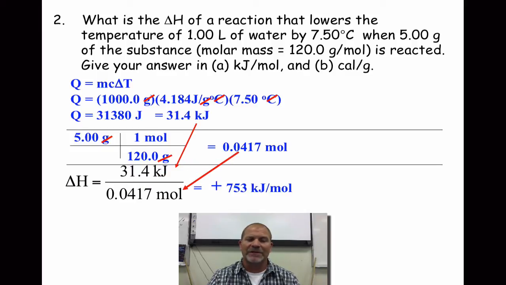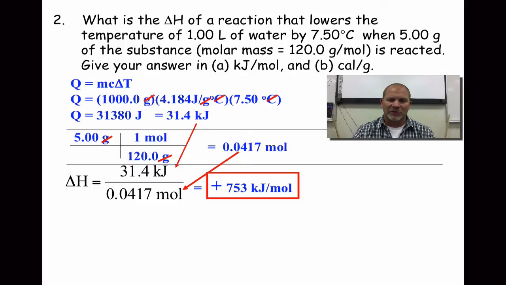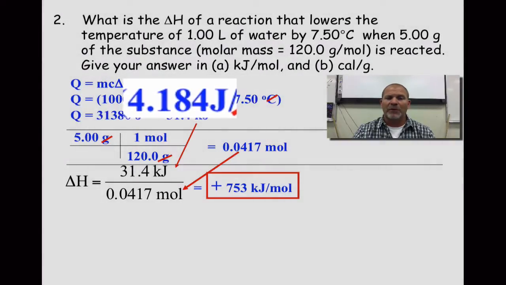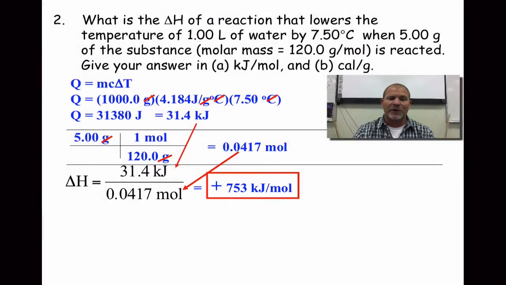Now I have to put a positive sign in front of it. I can't leave it as understood, even though it comes out as a positive value. I must physically put a positive sign in front of it, and that's the delta H for this reaction in kilojoule per mole. Now, if I want to change it to calorie per gram, I could just make it really, really easy and go up to my Q and change my specific heat from 4.184 to 1 calorie. Therefore, I'm just dealing with 1,000 times 7.5 divided by my amount, which is already in grams, so I then divide by 5, and I'd be done as well.